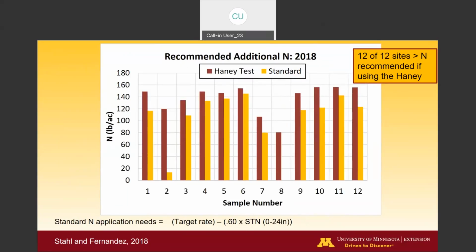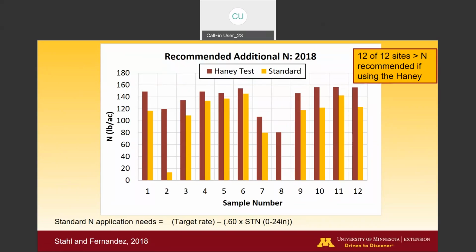And 2018 here again came out to be 12 out of 12 sites. Some of these sites, like site number 8, we had a lot of big difference there. Had a lot of residual nitrogen, but again, the Haney test would have recommended having a lot more.